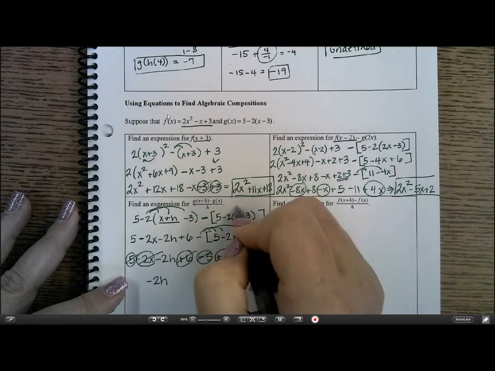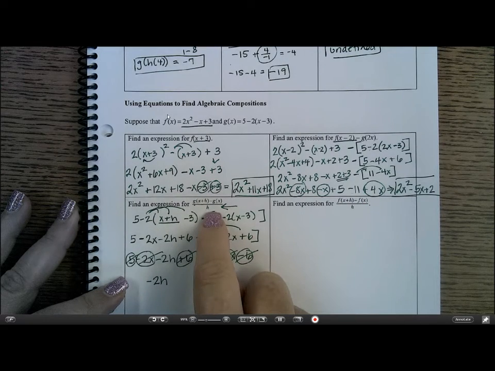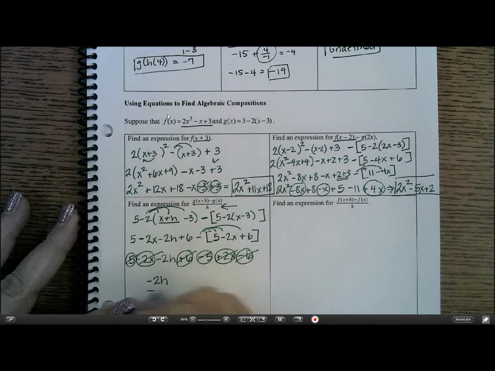But remember, I had only worked on the numerator, and it's all divided by h. So I'm bringing that back in. Now I can cancel my h's, and I get negative 2.